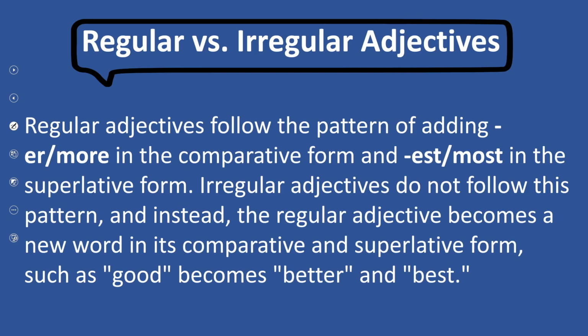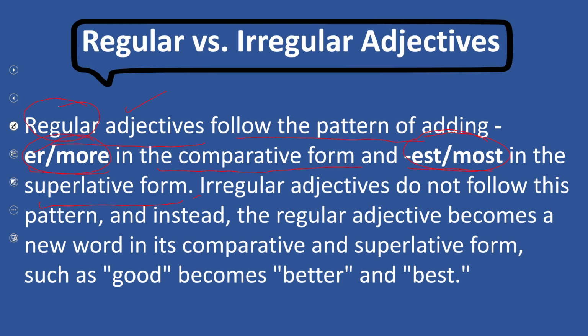So, first things first, the regular adjectives follow the pattern of adding er or more in the comparative form and est or most in the superlative form. So for the comparative form, when we are comparing two things, we use er or more, and when we are comparing with all the other things, it becomes a superlative form and we use est or most with our adjectives. Now, this is all about the regular adjectives.